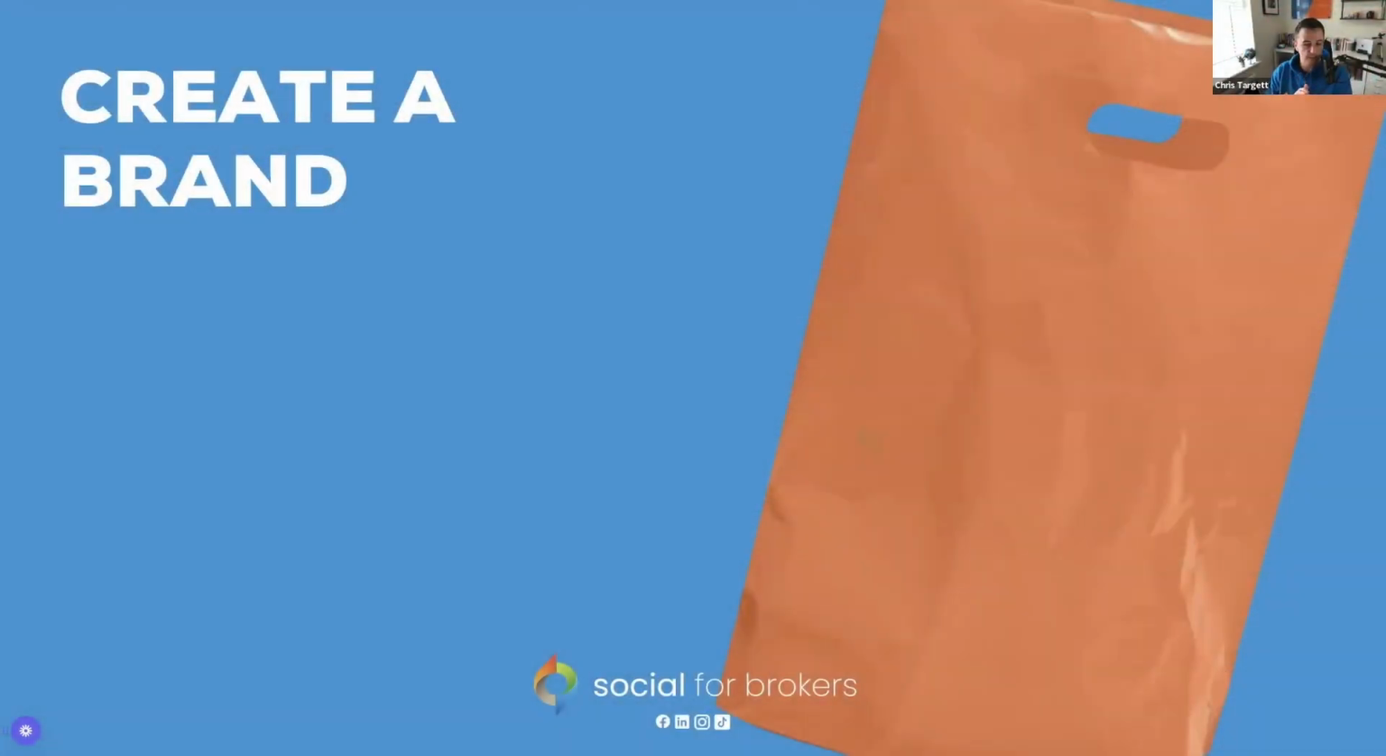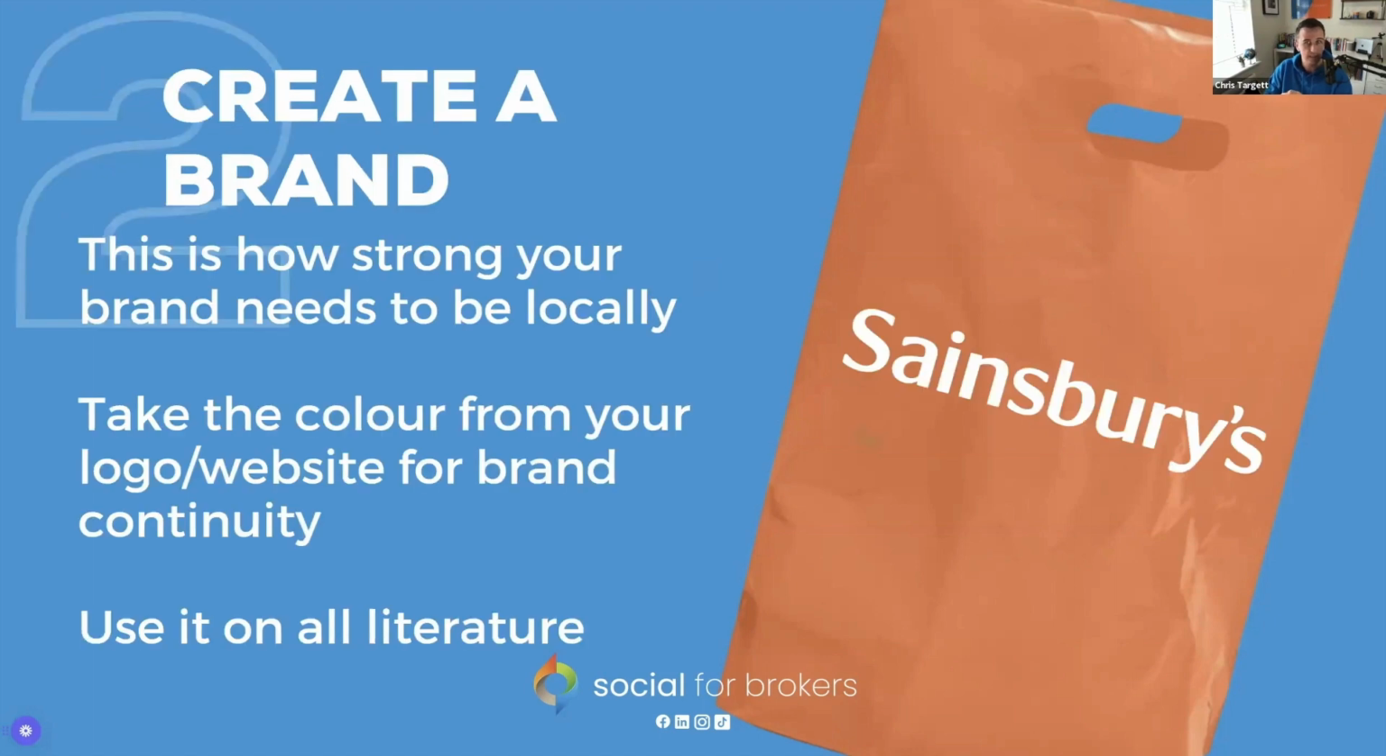So the first thing that you need to do with your social media post is to create a brand before we even think about ideas or when to post or where to post them. And the analogy I always use is the orange carrier bag. If you see somebody walking down the street with an orange carrier bag, you don't even have to look at the logo. You automatically know that that's going to be Sainsbury's.